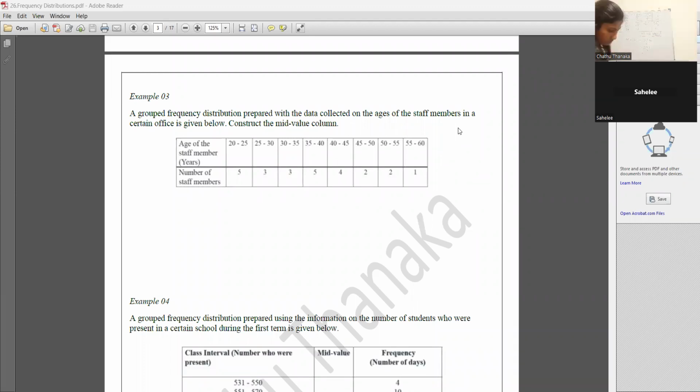Is the answer clear? 14.6. So 14.6 is the answer, and this is the way we find the mean by using the mid values. Tell me, is there any problem in this part? No, teacher.